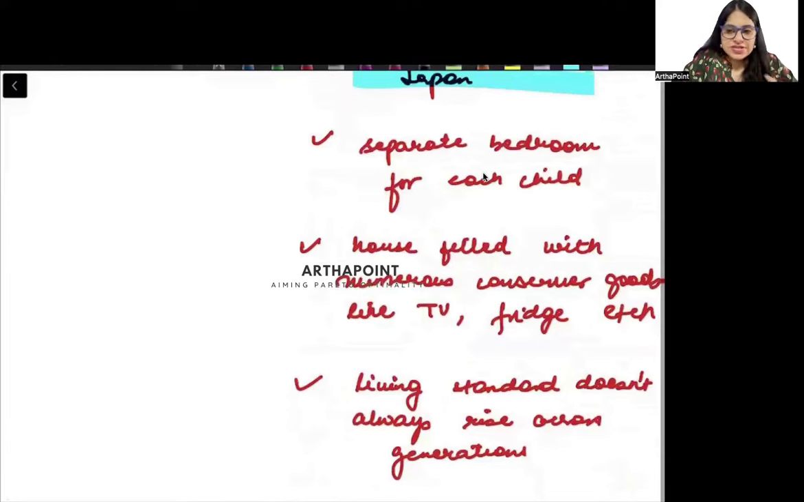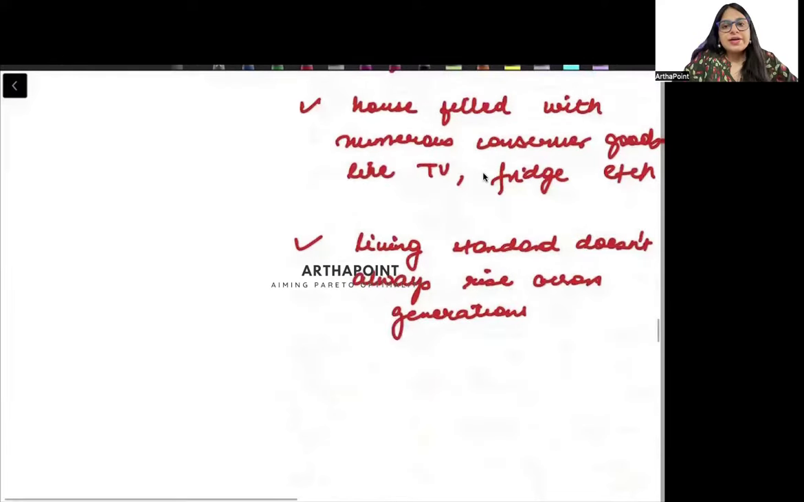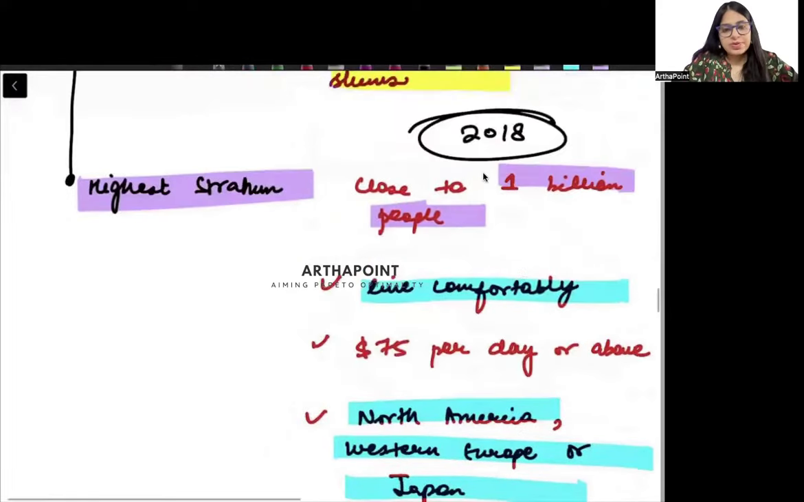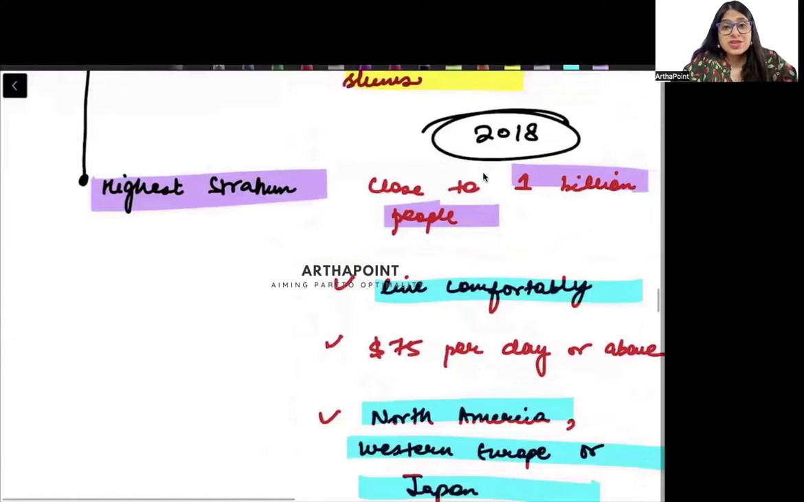The living standards are good enough, and you will see them wearing good clothes, good slippers, shoes. They are wearing shoes. So that is what these people of the highest stratum are. So imagine, just imagine how blessed we are, right?